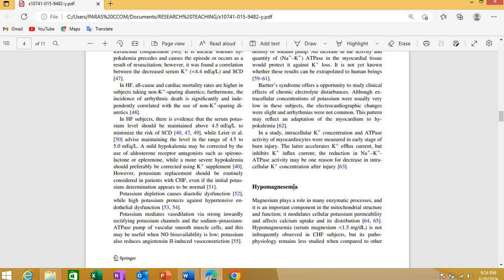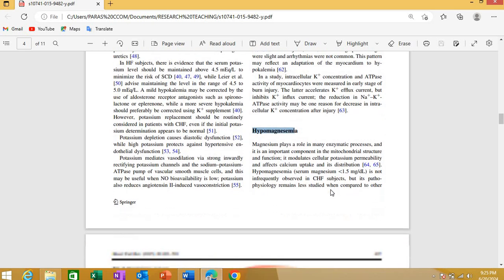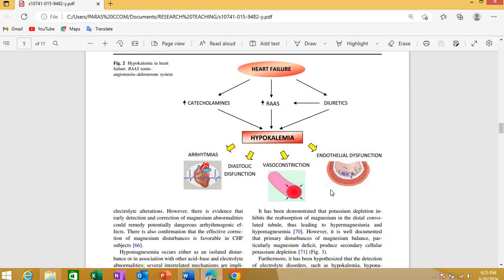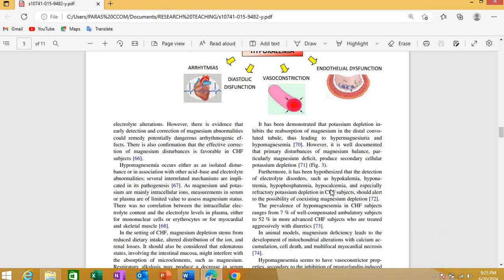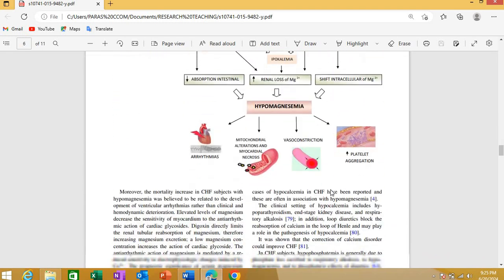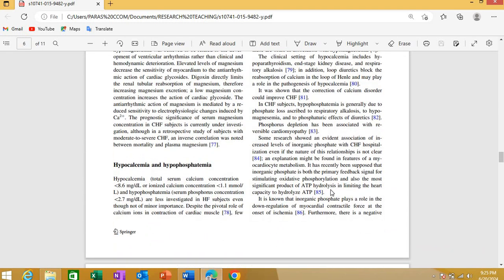And then see this hypomagnesemia. Again, magnesium is a very important electrolyte as far as your heart is concerned. In any pathophysiology of the heart, magnesium does play its role. So now they are talking about hypomagnesemia. Again, another figure, just making things easier. See this, how beautifully they are presenting it. Another figure, and after hypomagnesemia, they are actually talking about hypocalcemia and hypophosphatemia again, and then its details and everything.